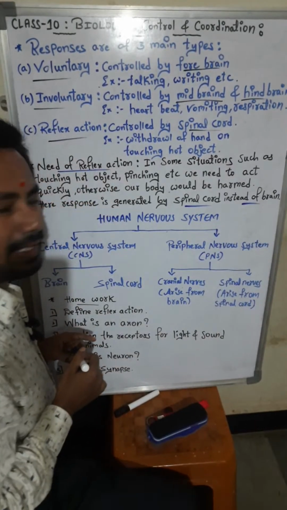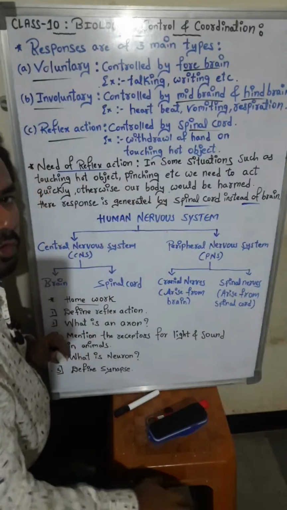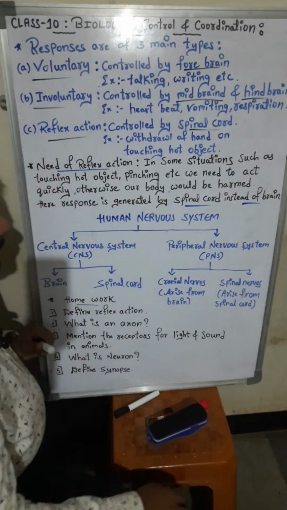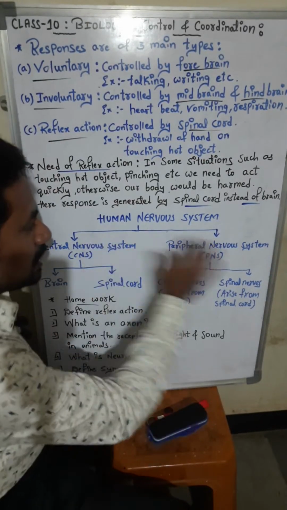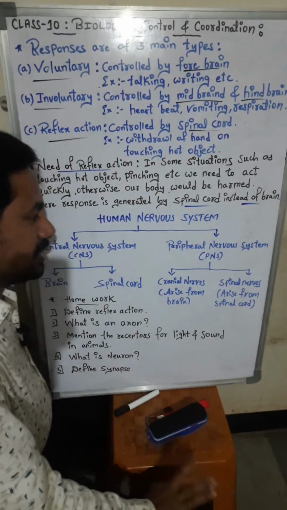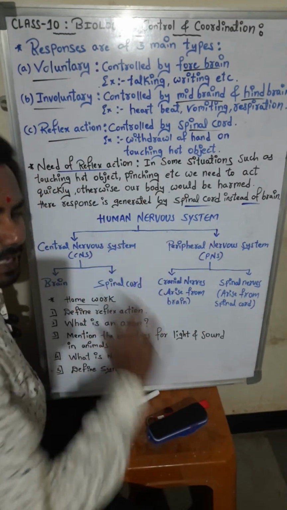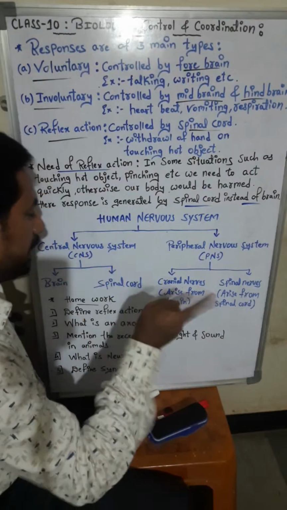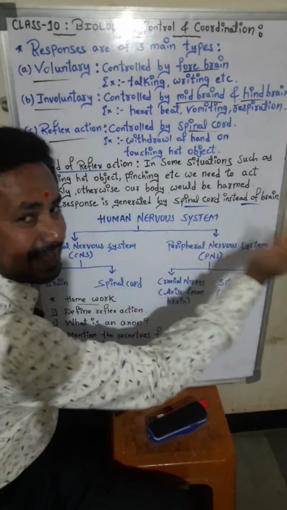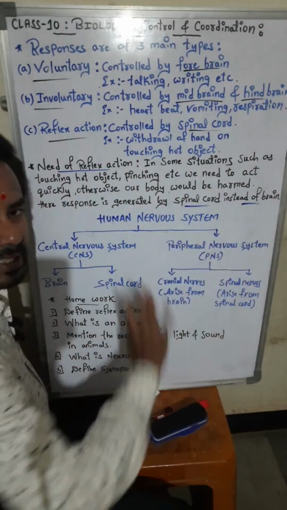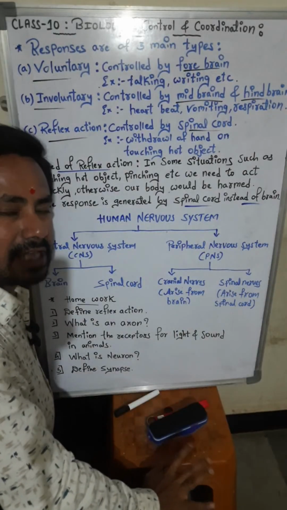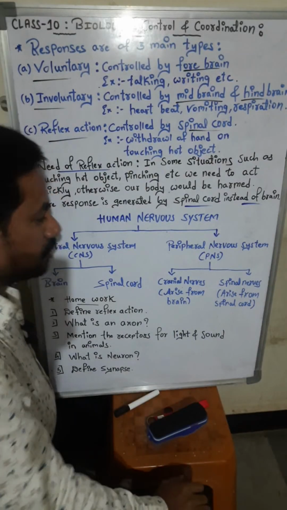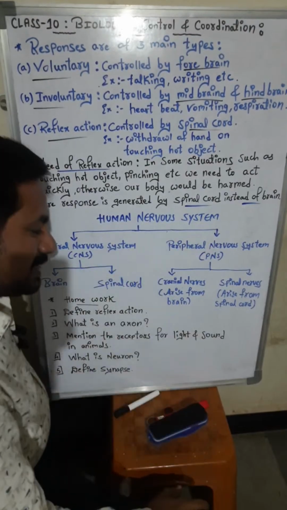Brain will not work here. Spinal cord will work. Is it clear? Yes, students. So the human nervous system is divided into three parts: CNS, PNS, ANS. ANS is not there in your class 10 syllabus. Only the CNS and PNS are there.